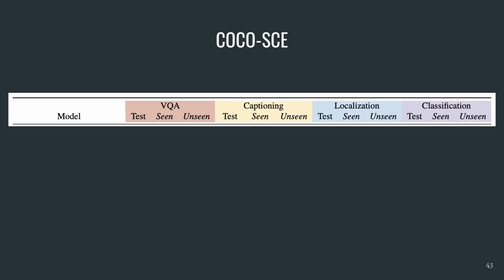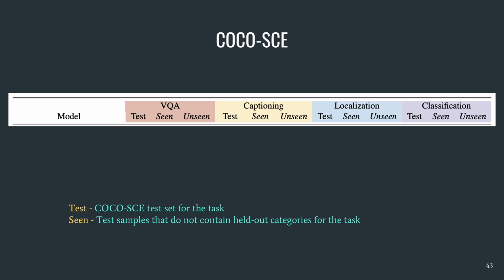We use COCO-SCE to evaluate skill concept generalization of GPV1. For each task, we report the performance on the full COCO-SCE test set, performance on the subset of the COCO-SCE test set containing no held out category, as well as performance on the subset that mentions any of the unseen categories in the task description or the output text.